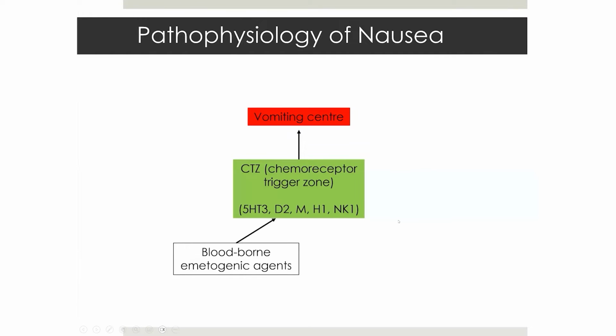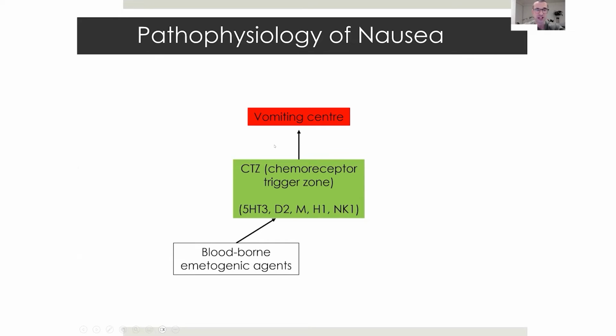I'm not sure, actually. So the vomiting center is in the medulla oblongata, and the chemoreceptor trigger zones are also in the medulla oblongata. But the difference with the chemoreceptor trigger zone, it's actually separate to the blood-brain barrier. So a lot of the blood-borne emetogenic agents are able to directly interact with this zone through these receptors, and then that's sent to the vomiting center that can provoke nausea and vomiting.